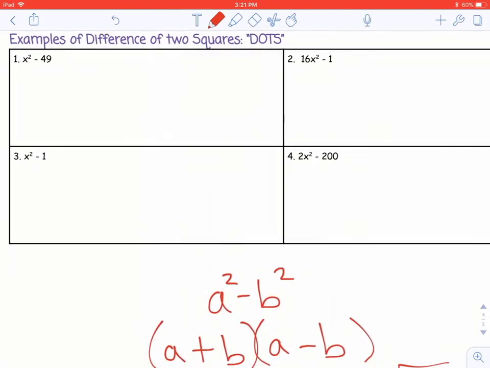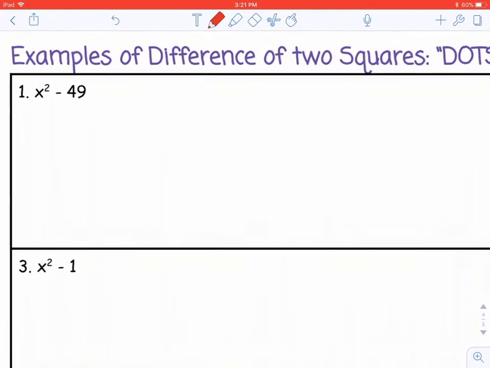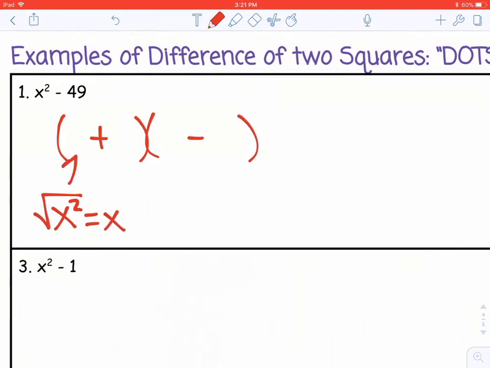So x squared minus 49, we just want to break it up into two binomials, make one positive in the middle and one negative in the middle. And then you want to think of the square root of x squared would equal x. That needs to go in that first spot of each binomial.